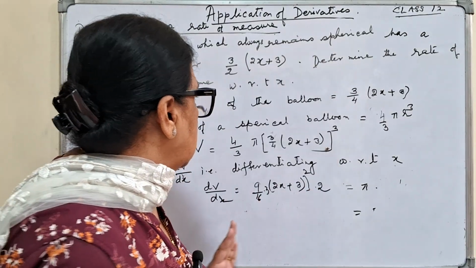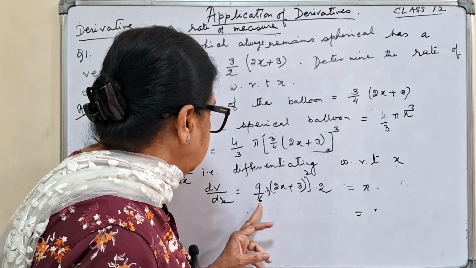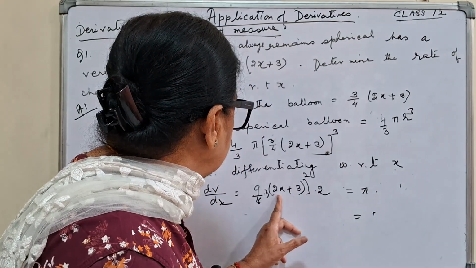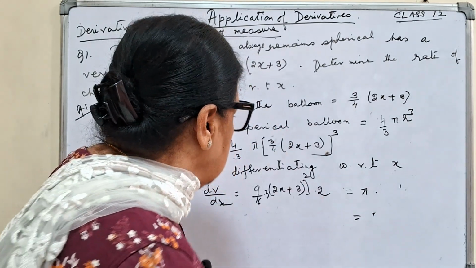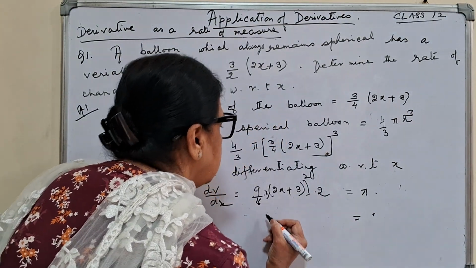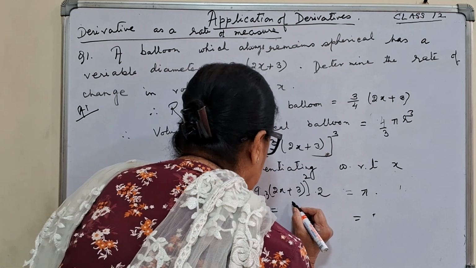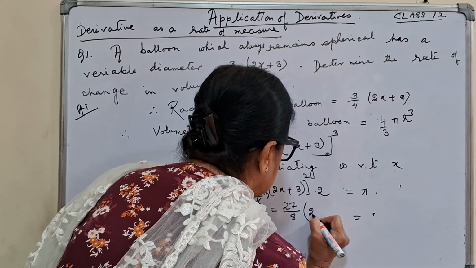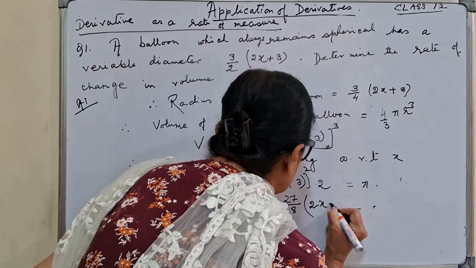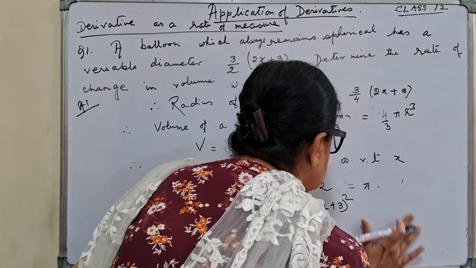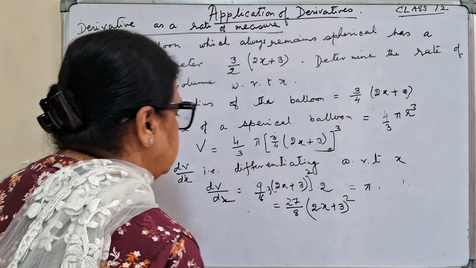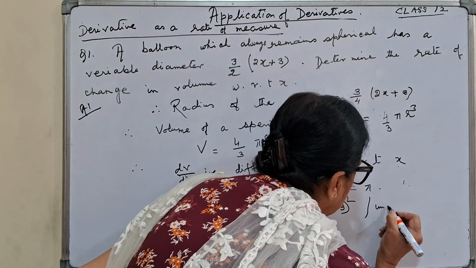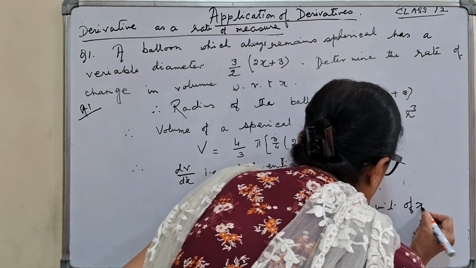After calculating, I get 9 by 16 into 3 into (2x plus 3) whole square into 2, the differentiation of 2x. That equals 27 by 8 into (2x plus 3) whole square per unit of x. This is done.